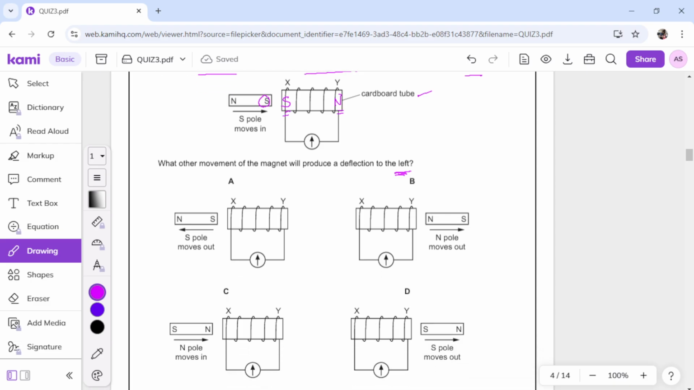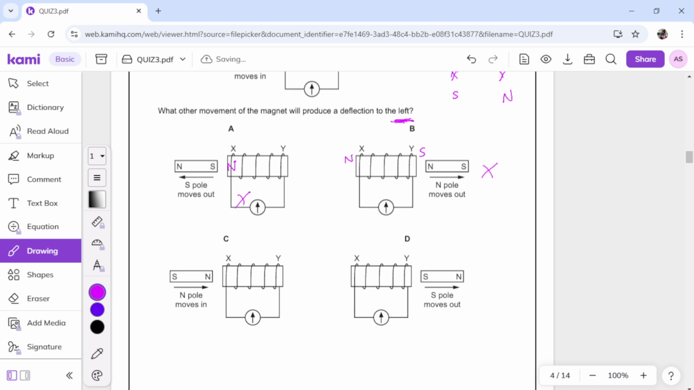So now let's move to A. S is moving away, so now we have N here, but in fact we need X to be S and Y to be N to get the same direction, so this is incorrect. Now N is moving away, so this is S, this is N, also incorrect. N, so this will be N and S, also incorrect. We need S and N. Now S is moving away, so this is N, this is S, so this is the correct answer.